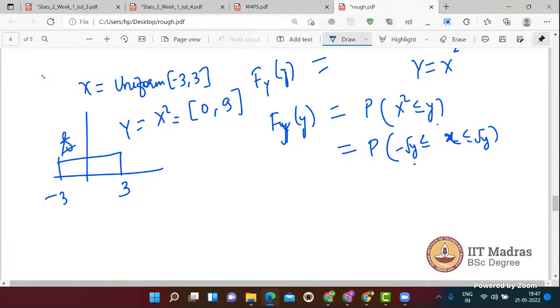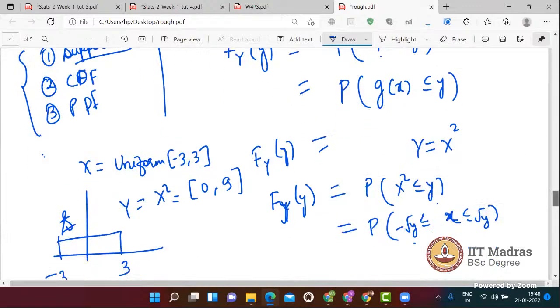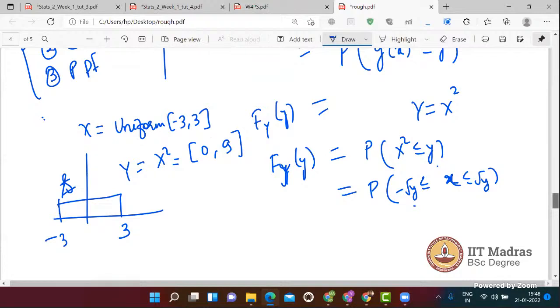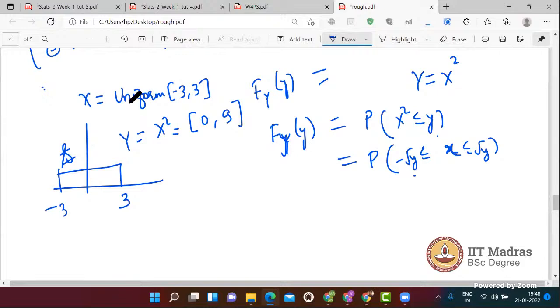What I told you in the starting, the three things you should be very clear about whenever you get the question: if the function is monotonically increasing or decreasing, just apply the formula, you don't have to do anything. If you don't have that in your favor, then you have to apply this equation. For this, you have to get the support of x. Support of x is what? -3 to 3. Support of y is 0 to 9. Now the CDF of y has come down to this one.